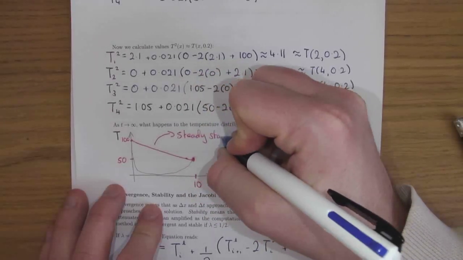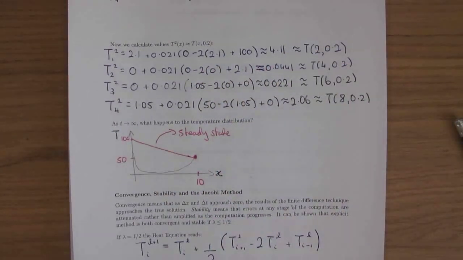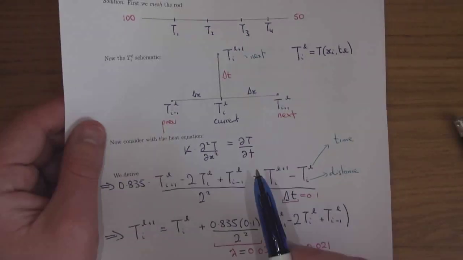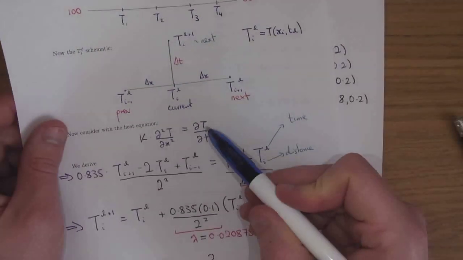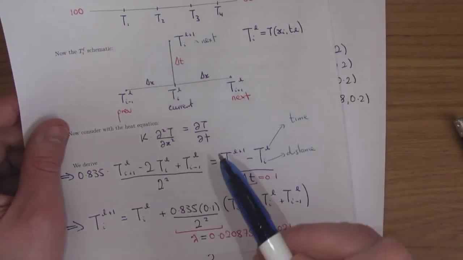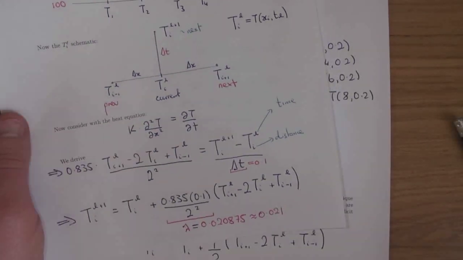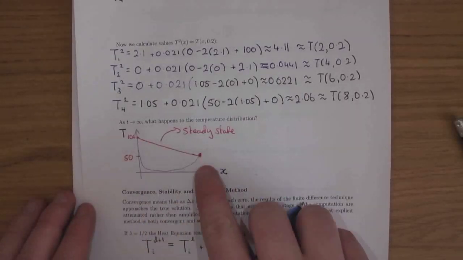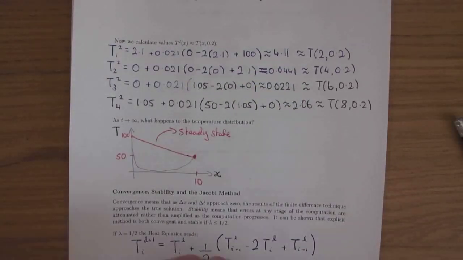Now, we have mentioned in a previous video that this has to be a straight line, but you can see it here if the rod is insulated, because in steady state, the temperature does not change in time. So this is equal to 0. That's what steady state means. And a second derivative equal to 0 means a straight line. And you know that it's 100 here and it's 50 here. So it has to be like this.